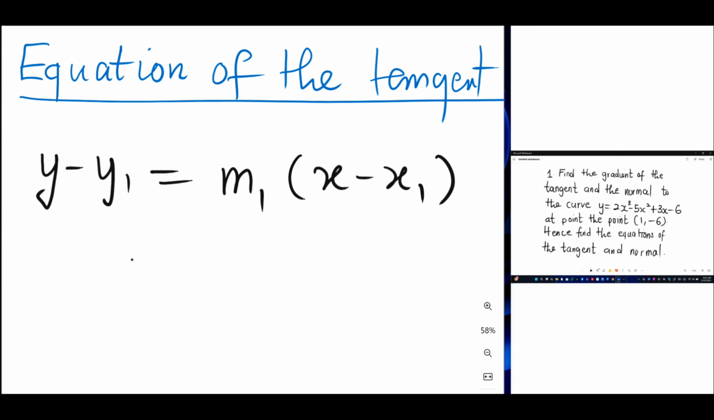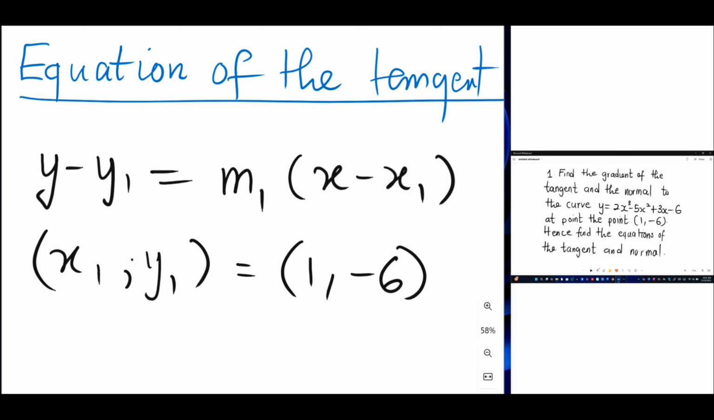All right. Now the x1 and the y1 are the coordinate of any point on the tangent. So we can use the point of intersection of the tangent and that of the curve to represent our x1 and that of our y1. So we have the point there to be 1, comma negative 6, because this point is also on the line.